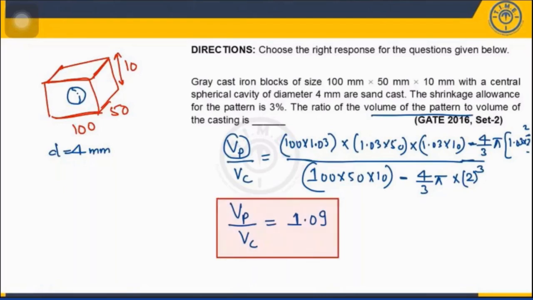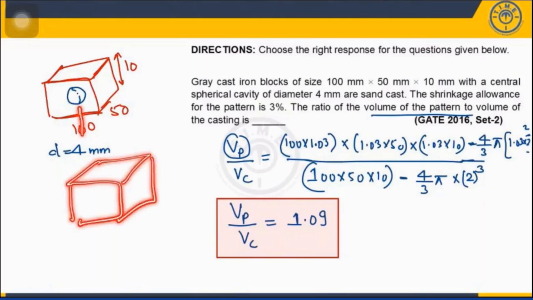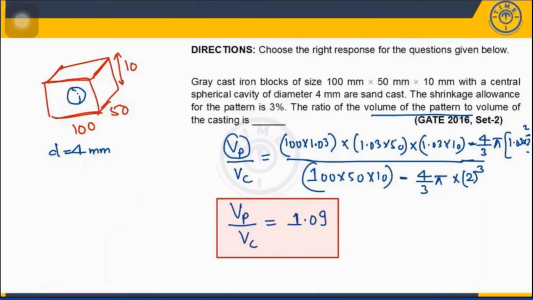In this question, nothing else is there. The only thing you have to see is that the 3% shrinkage is there. That means this dimension will become 97 after 3% shrinkage, this 3%, this 3%. Okay. So if it is shrinking, then what will you do? You have to oversize the pattern. Why? Because even after the shrinkage is happening, it will reach the original casting product or the desired casting object. Okay. So the correct answer for this question is 1.09. If you do the calculation, you will get 1.09 as the answer.